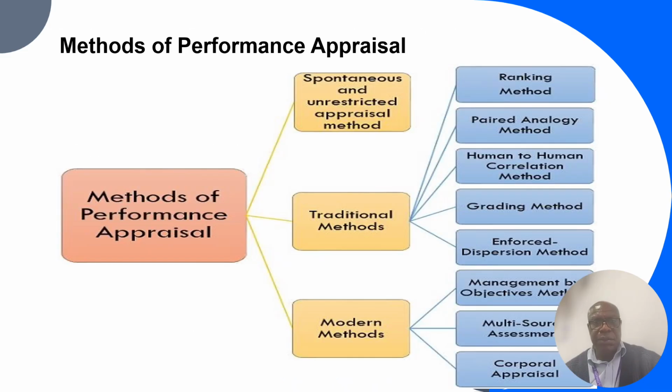Pictorially, you can look at the methods like so, broken down into three: spontaneous, unrestricted appraisal methods, traditional methods, and modern methods. Looking at traditional methods, you can see the different ranking, paired comparison, human-to-human correlation methods, grading methods, enforced distribution methods. And where it is modern, we have management by objectives method, multi-source assessment, and so on. So all these are the different methods of performance appraisal that we can have.